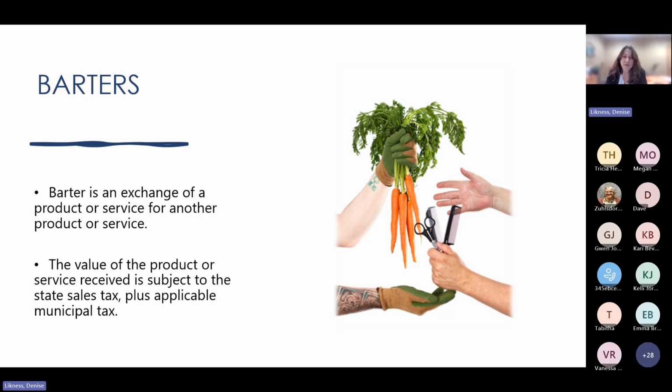Basically, what we're talking about is that both parties have a business. That's what they do. That's what their living is, those businesses. And one person barters for another. So the value of the product or service is subject to state sales tax plus the city tax. And just to give you a couple examples here.